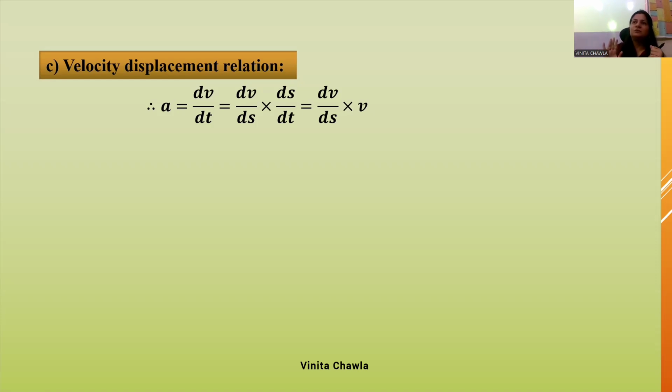Any doubt in this? क्या किया हमने? We had acceleration. Acceleration is dv by dt. We have simply multiplied it and divided by ds, and we have written this ds by dt as v. In place of ds by dt, we can write v. So it's v into dv by ds. Okay. Now we'll move this ds to the other side. We'll get v dv is equal to a ds. Okay.